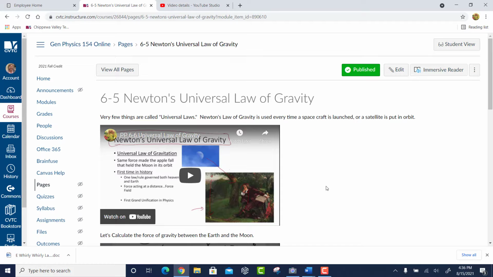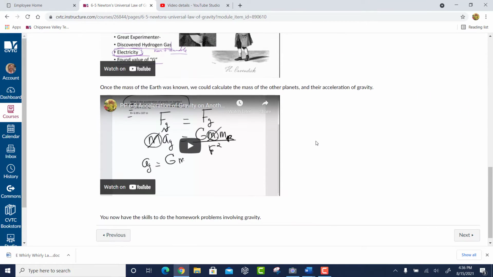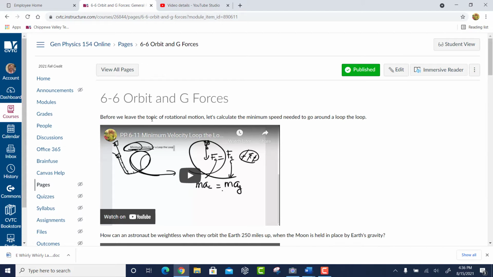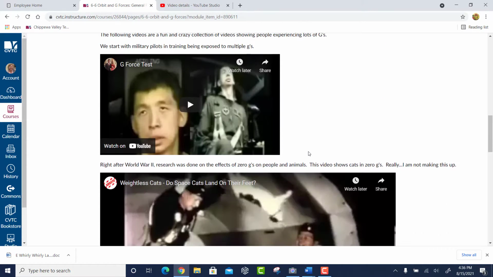And then we're going to talk about Newton's universal law of gravity. Big important rule. This is still the law of gravity that holds the Earth next to the sun and the moon next to the Earth, so it is a big deal. We're going to talk about G-forces. G-forces are interesting because they're not really forces. They are rates of acceleration, and there are lots of fun illustrative videos here, some of my favorites.